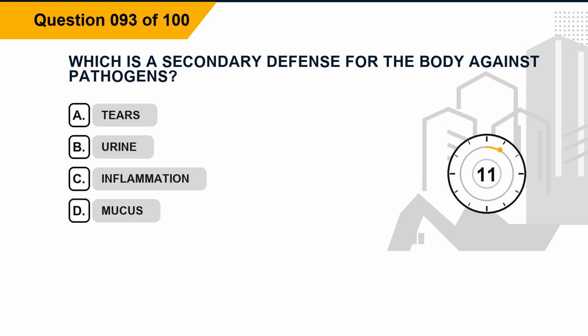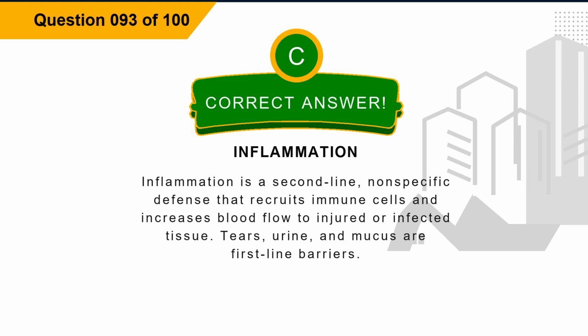Question 93. Which is a secondary defense for the body against pathogens? Option A, tears. Option B, urine. Option C, inflammation. Option D, mucus. The correct answer is option C, inflammation. Explanation: inflammation is a second-line, non-specific defense that recruits immune cells and increases blood flow to injured or infected tissue. Tears, urine, and mucus are first-line barriers.